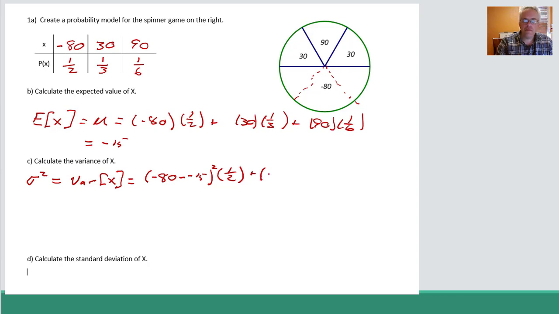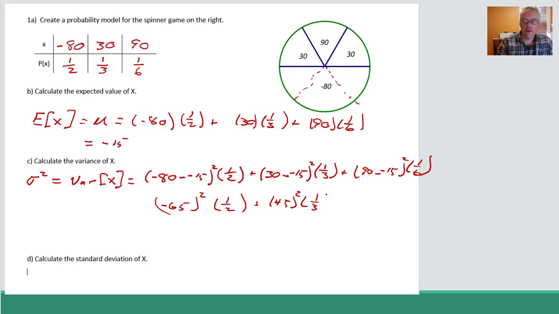Plus, the next value of the random variable is 30 minus the mean, 30 minus a negative 15, squared times the probability, 1/3, plus 90 minus a negative 15 squared times 1/6. If you simplify the parentheses a little bit, we get negative 65 squared. I gotta make sure I put parentheses around it when I square it. Variance is always positive. Plus 45 squared times 1/3, plus 105 squared times 1/6. And if you do all that, you should get 4,625.